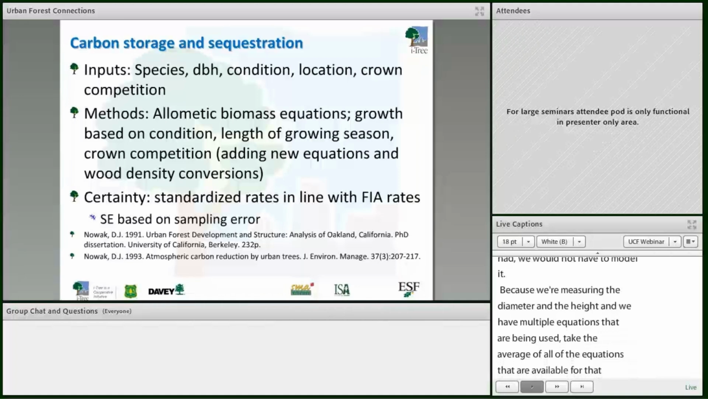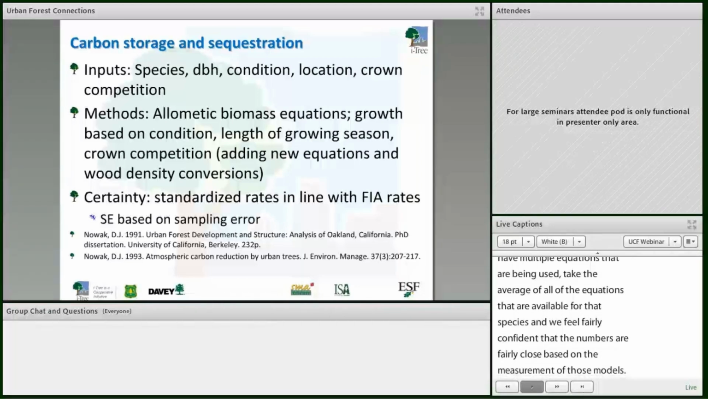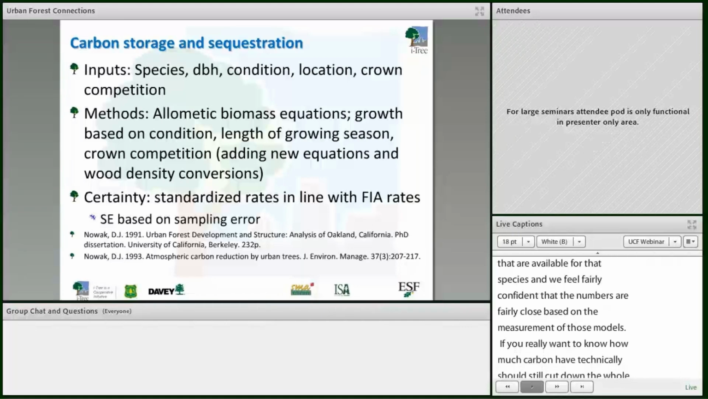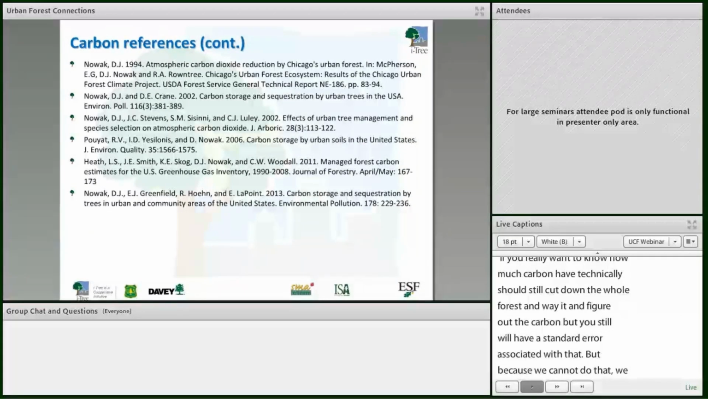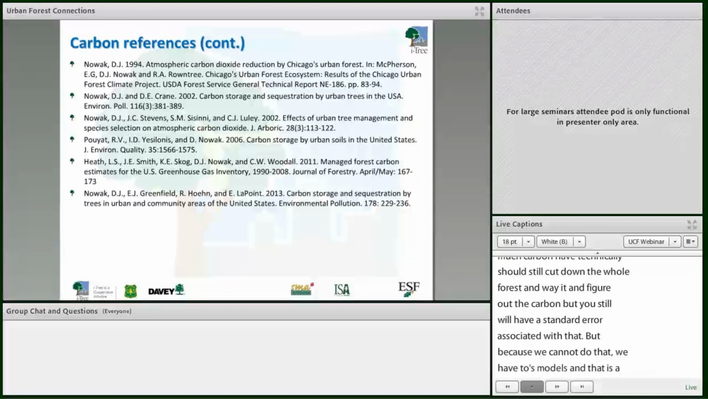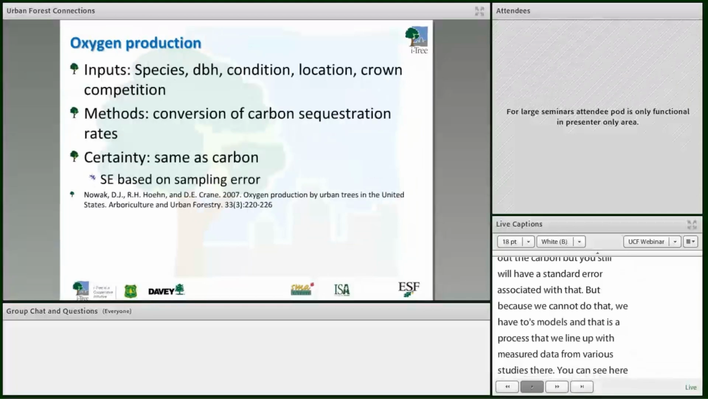If you really wanted to know how much carbon you have, technically you should probably just cut down the whole forest and weigh it and figure out the carbon, but you still have a standard error associated with that. But because we can't do that, we have to use models, and that's the process. We line up with measured data from various studies there. And you can see here, again, this was started back in '91, and there's various papers that document the method, but that's a general overview of the science behind that.